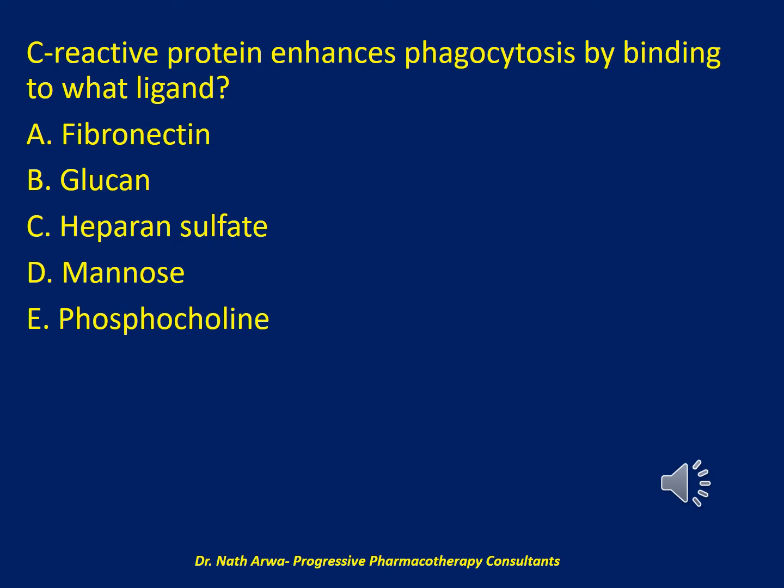Is it A. fibronectin, or B. glucan, or C. heparan sulfate, or D. mannose, or is it E. phosphocholine? I will give you 10 seconds to choose the correct answer to this question from the listed options.